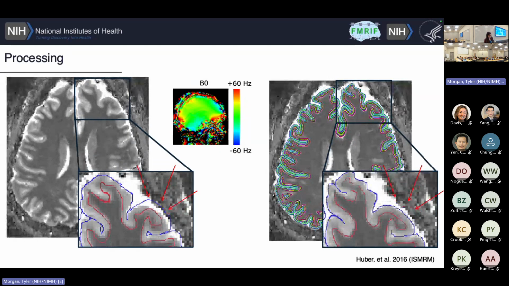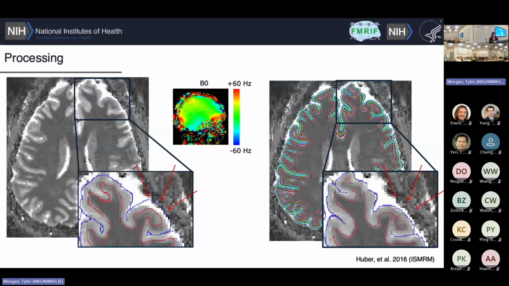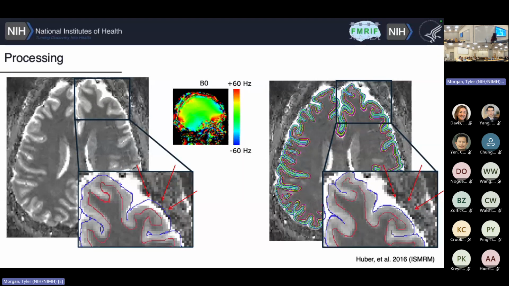I've talked about this before, but I'll just re-emphasize that when we're looking at cortical layers, which are pretty small little strips of cortex, it's very important that we do these kind of processing streams right, because otherwise you'll be off in where you think layer 1 or layer 4 are.